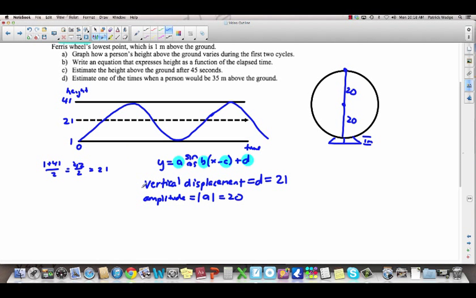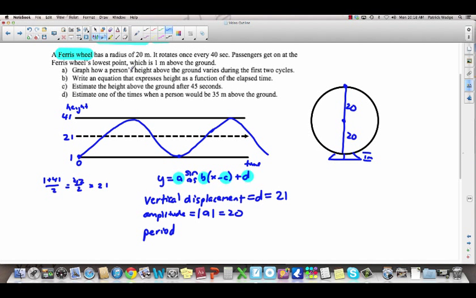Next, let's figure out the period, because that'll help us get B, right? What's the period here? How long does it take for this thing to start repeating again? Well, if I look, this thing goes up and down, and it starts going up again right here. So I want to know how much time that was. What does it tell us? It must tell us something. It rotates once every 40 seconds. Well, there you go. From 0, it rotates all the way around once you get to 40 seconds. So the period is 40 seconds.